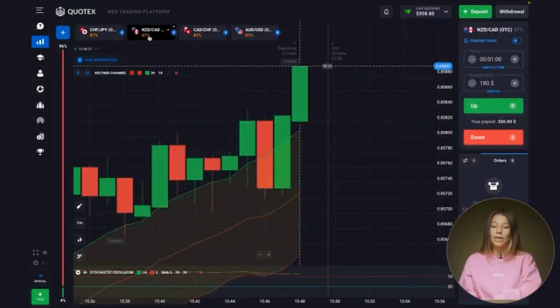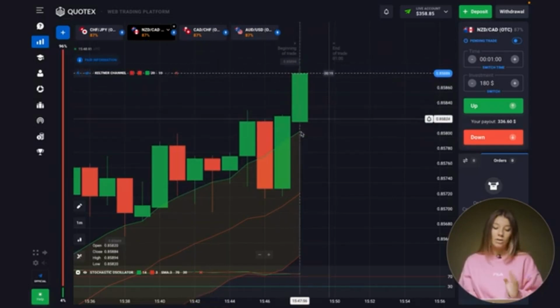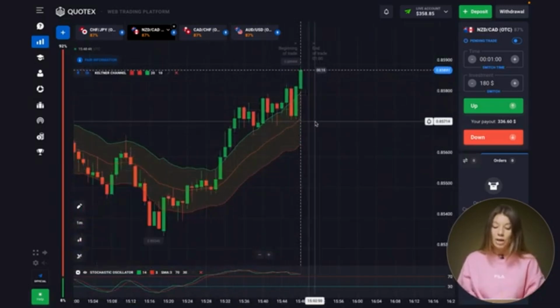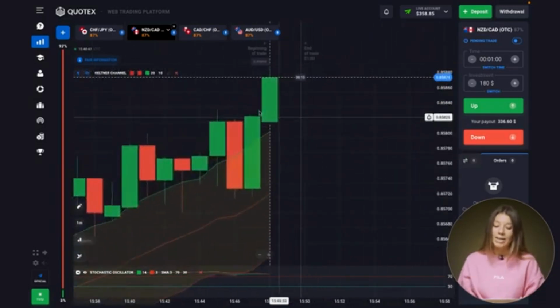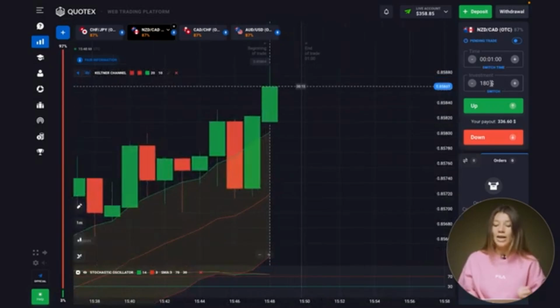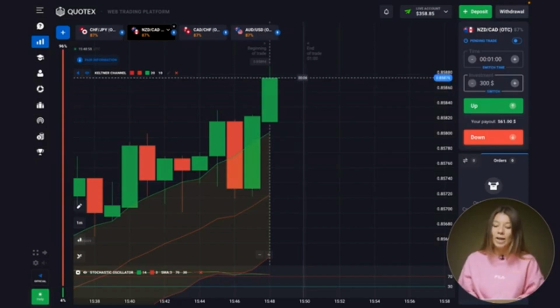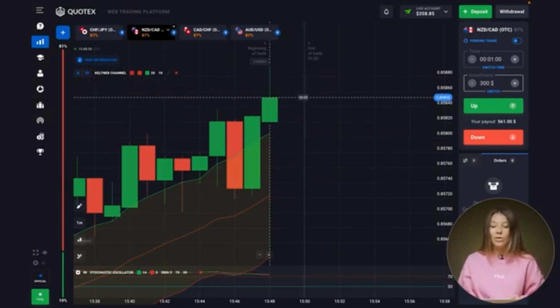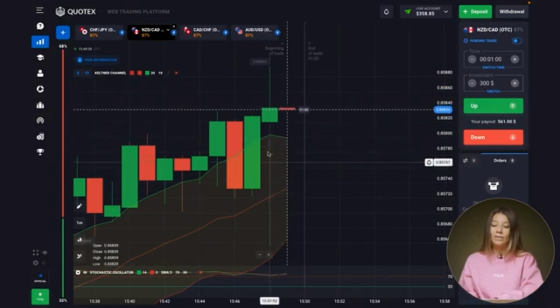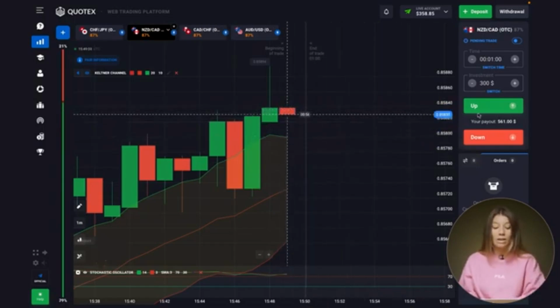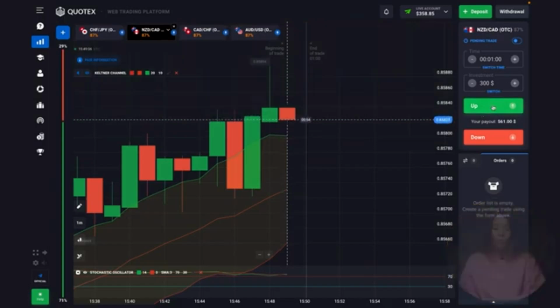Friends, let's move on to our second currency ratio, New Zealand against the Canadian dollar, and here we are working with this rebound of prices that are out of the Keltner channel. Friends, I see it's a great potential also here for us to go with these growing candles. Let's move on to our investment box, and I see that we have our money to put $300 here in my investment box, and it's quite time for us to press the call option right now.